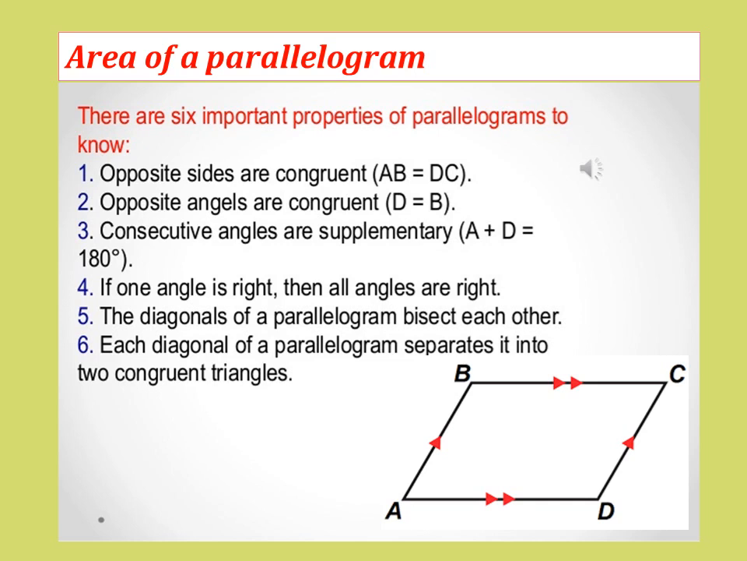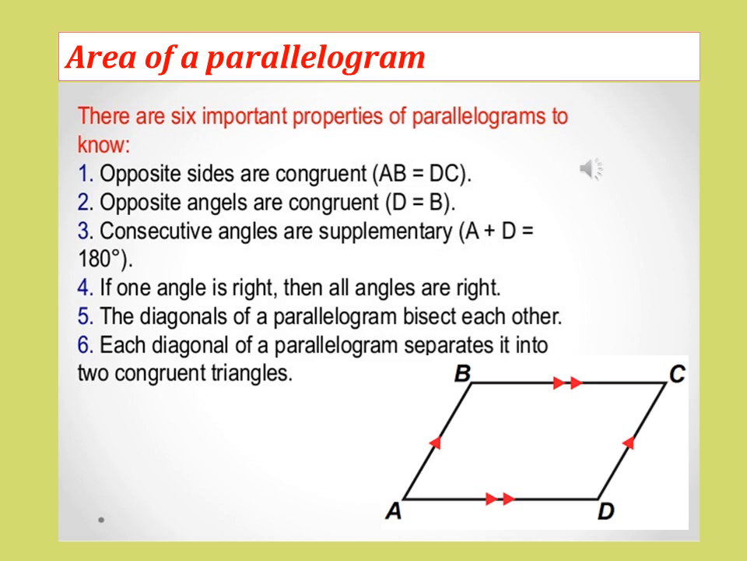Property number 2 is that opposite angles are congruent, meaning they are equal. Like the angle at D is the same as the angle at B. Then similarly, the angle at A is the same as the angle at C. Property number 3 is that consecutive angles are supplementary, meaning angle A plus the angle at D will give us 180 degrees. Similarly, the angle at B plus the angle at C will give 180 degrees.